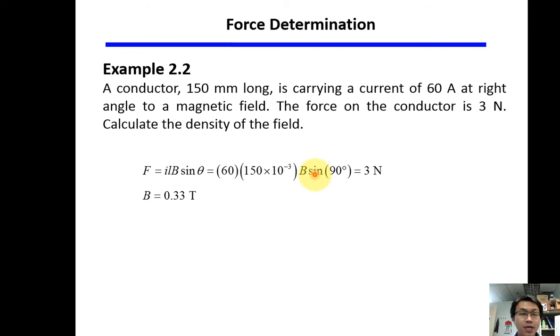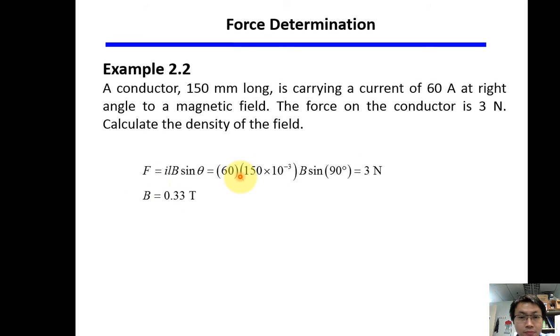Another example, a conductor 150 mm long is carrying a current of 60 amp at right angle to the magnetic field. So this is my conductor, 150 mm long, carrying a current of 60 ampere at right angle to the magnetic field. So the force on the conductor is 3 Newton. This is my F. Calculate the density of the field. So first of all, we need to use an equation. F equals ILB sin theta. So I have F, which is 3 Newton.